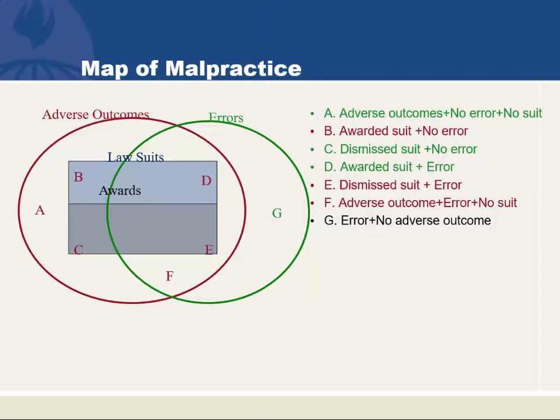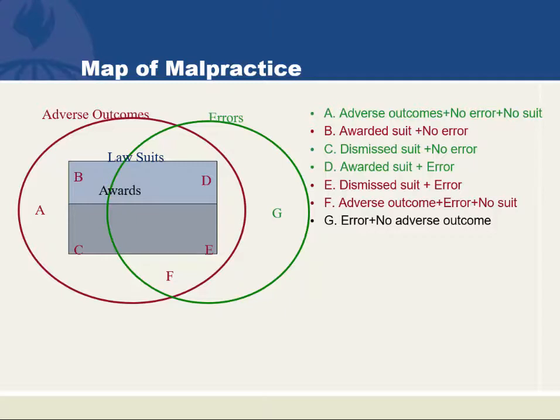In space C, there's no error and the suit is dismissed, and so this is also a good thing. We want the court to decide that there's no grounds for negligence whenever there's no error. In space E, we have the case where the suit is dismissed and there's an error, and this is also unfortunate. We want the court to get it right and to find that there is negligence whenever there's an error. So this interface between where there are errors and where there are adverse outcomes, we would like most of these overlapping green and red areas to result in an awarded suit.